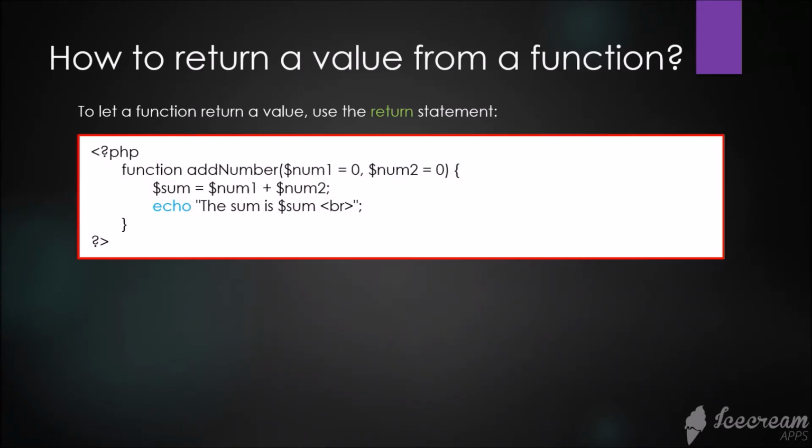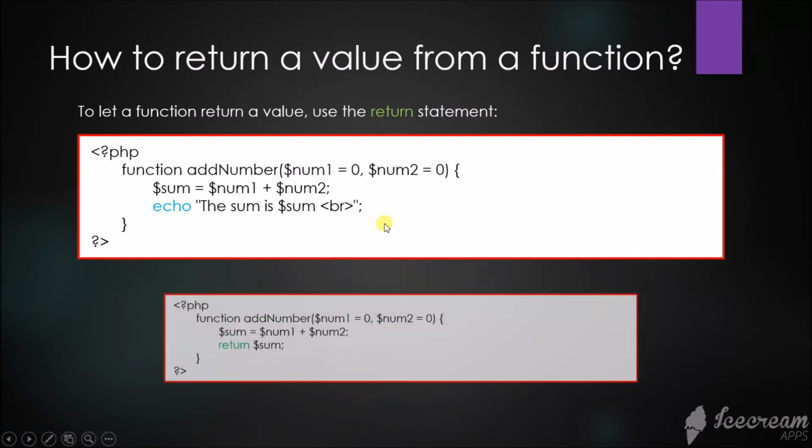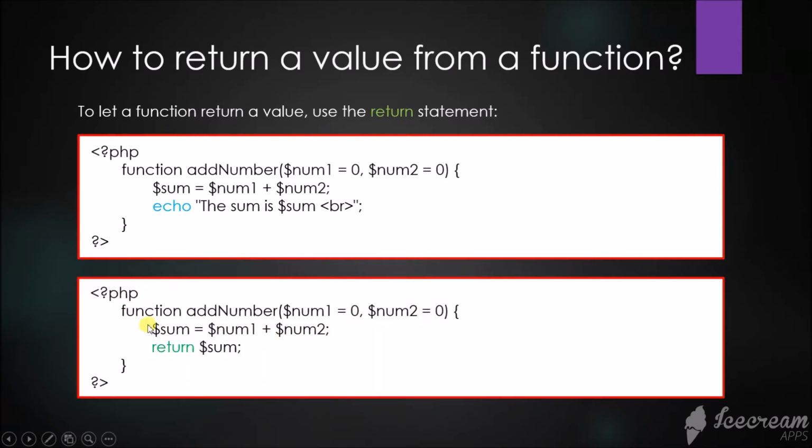So currently ito yung sample function natin wherein we try to echo. So instead of doing that, we can have this one. After the calculation, then return the sum. Yung mangyayari niyan, once we call the function, ibabalik ng function sa caller yung result. Then, pwede na natin i-manipulate whatever process that we're going to do. Okay?